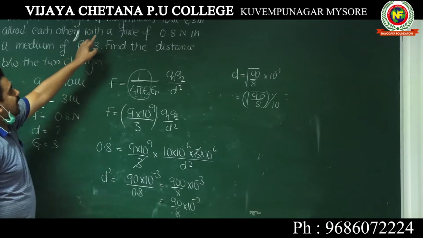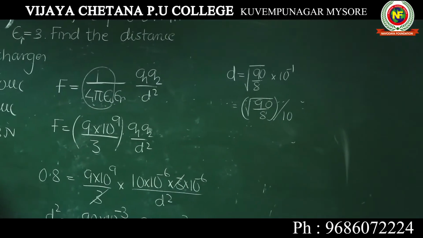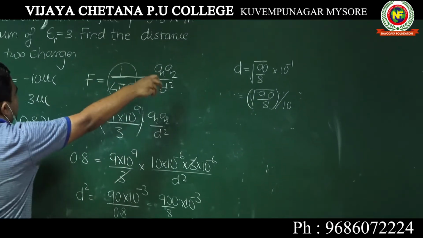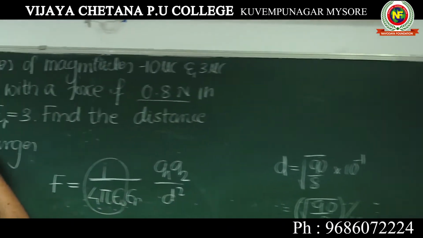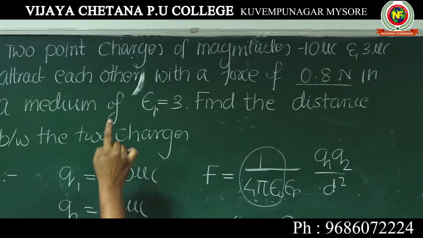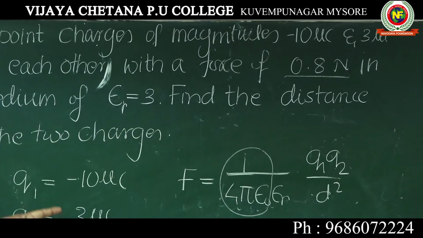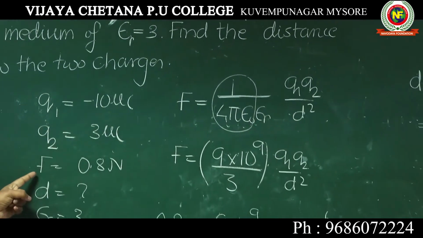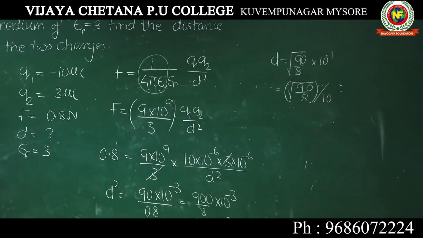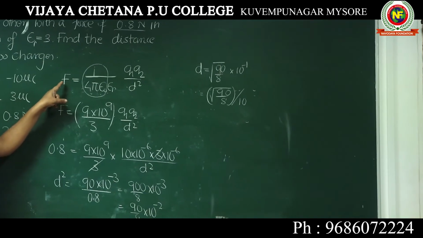Two point charges they have given of magnitudes minus 10 microcoulomb and 3 microcoulomb. They attract each other with a force. Force is also given, 0.8 Newton, in a medium of relative permittivity 3, they say. Find the distance between the two charges is the question. So two charges, their magnitudes have been given, force is given, distance is to be calculated, relative permittivity is known. So we first write down the expression for force.